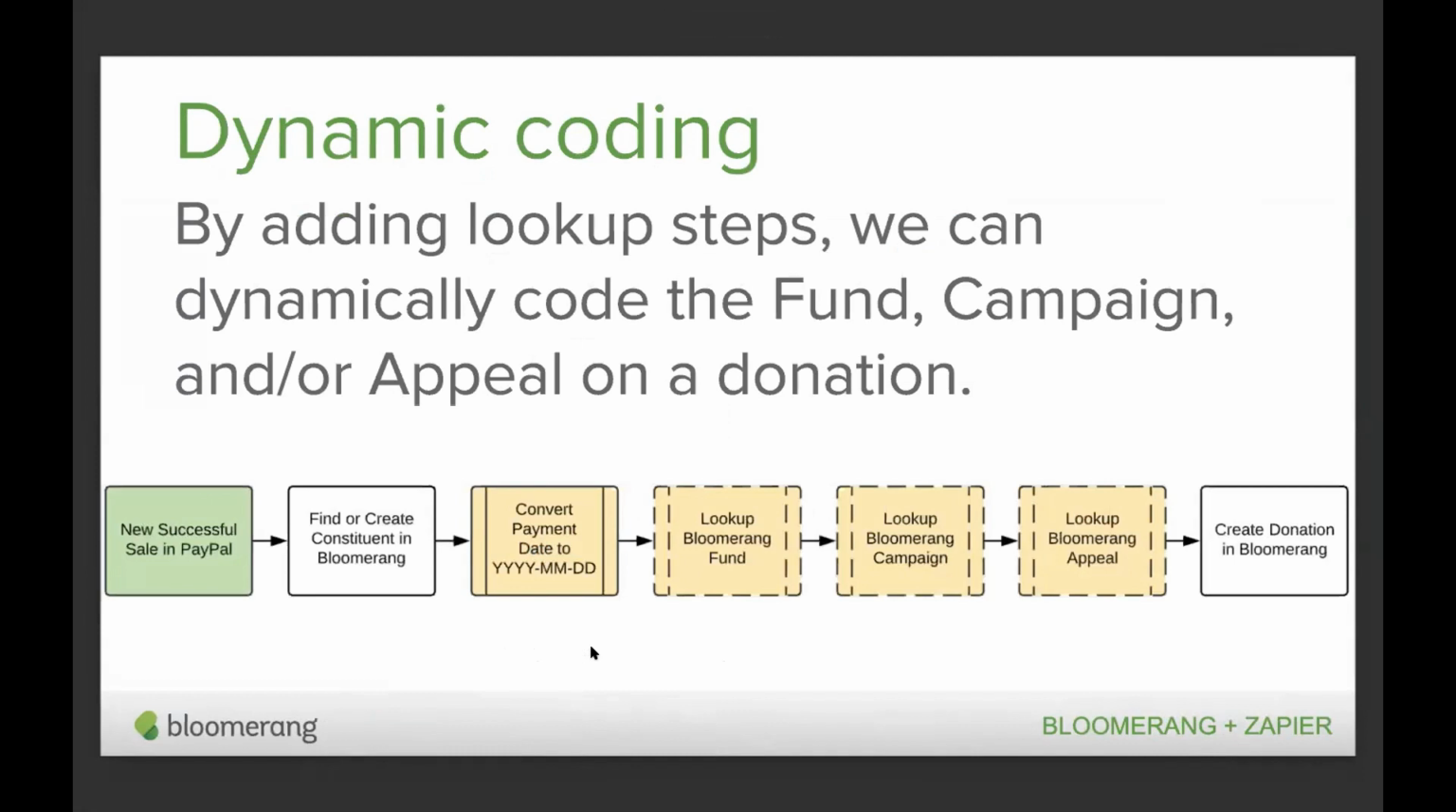So now that we've made our PayPal donation button more dynamic, we also need to make the coding on the donation in Bloomerang more dynamic. So by adding lookup steps and the standard sync we just demoed, we can dynamically code the fund, campaign, or appeal on the donation in Bloomerang. So for this demo today, we're going to add lookup steps for the fund and campaign only, but you could do this for appeals as well, but we're just going to leave appeal hard-coded as online donation.